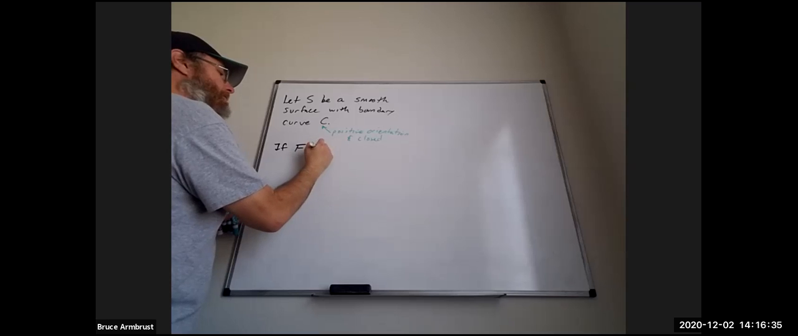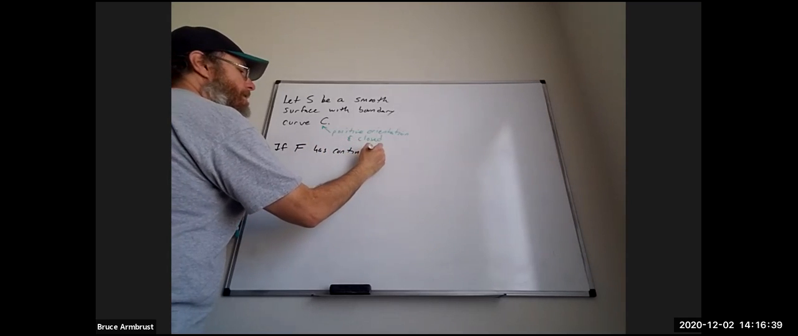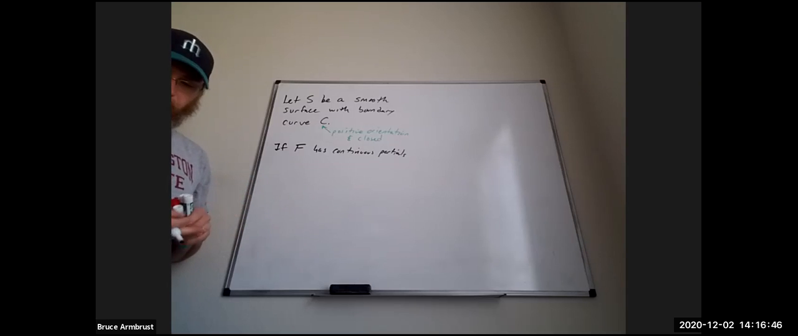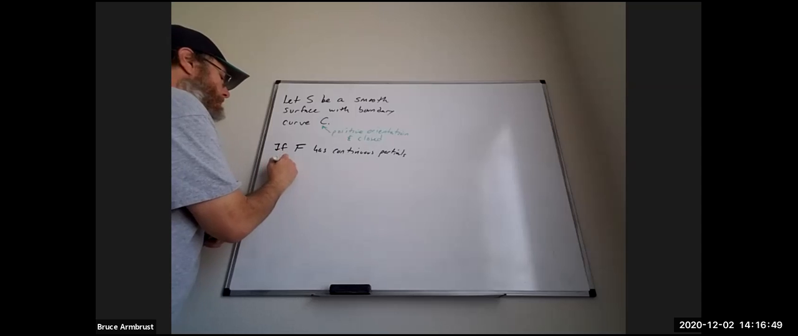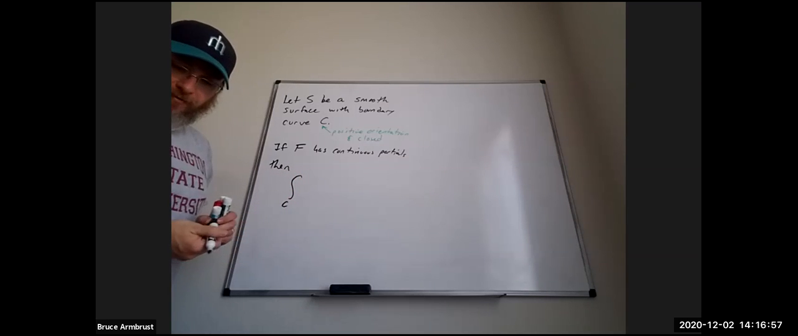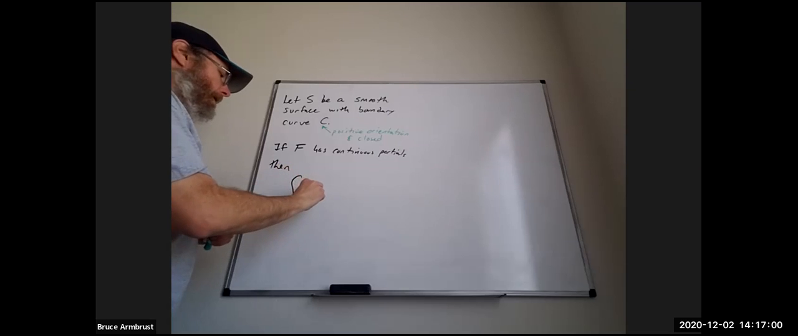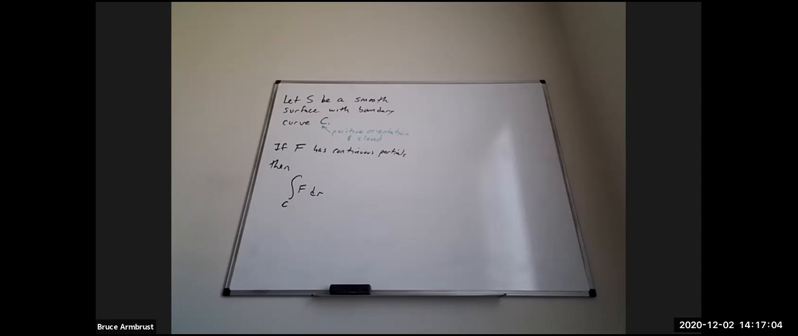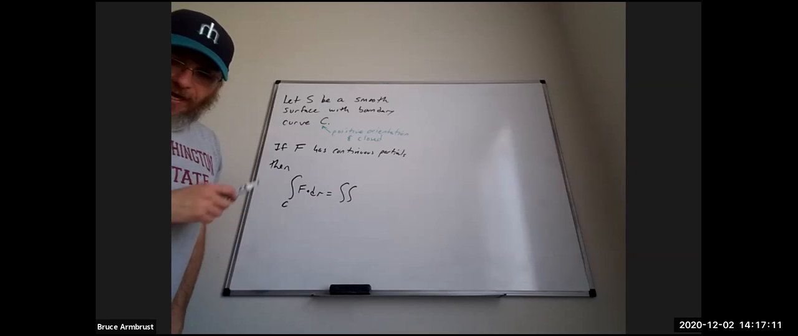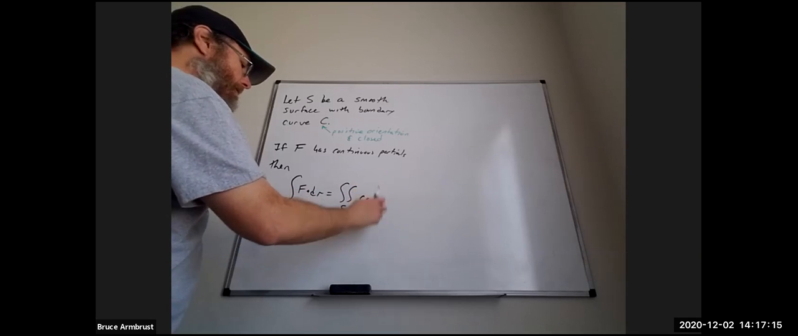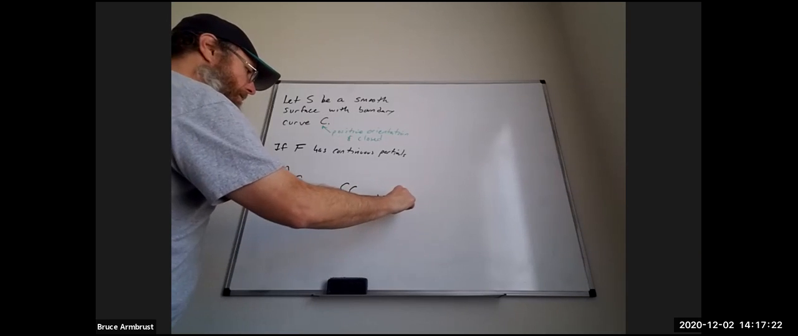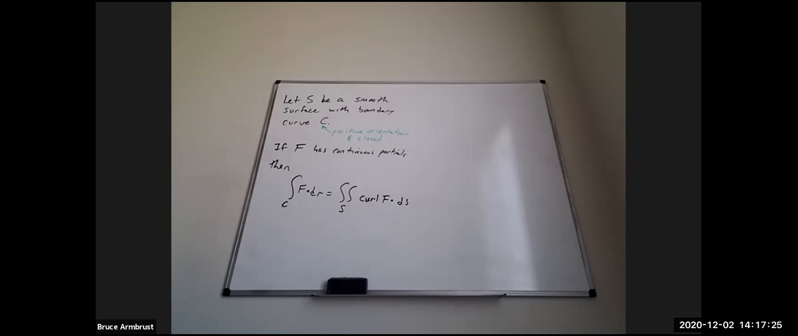Then if F has continuous partials, so our field has to be nice enough that it's got continuous partials, then what we get is that the integral over the curve of F dot dr, so we just have our line integral, is actually the same as the double integral over the surface of the curl of F dotted with dS.